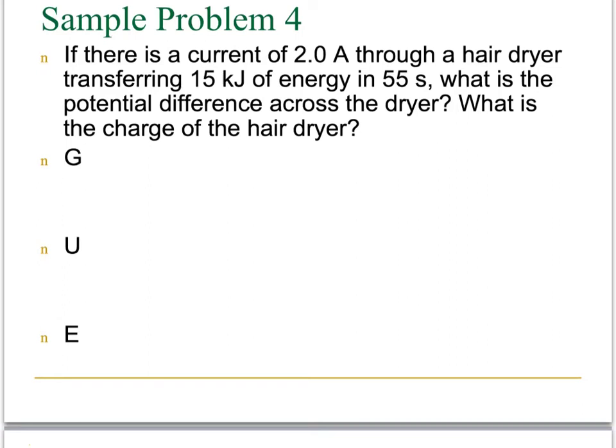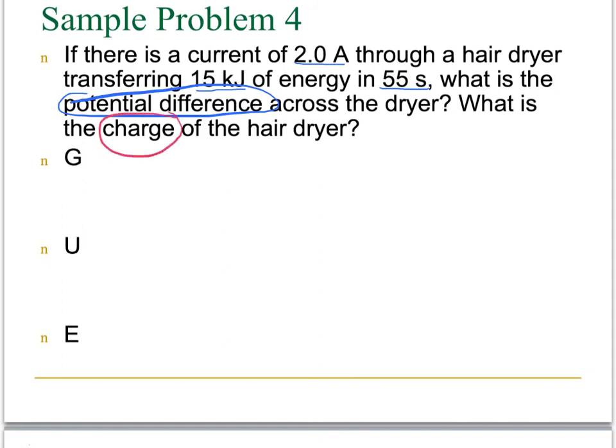Now, our last sample problem for the day. Problem says, if there is a current of 2 amperes through a hairdryer transferring 15 kilojoules of energy in 55 seconds, what is the potential difference across the dryer, and what is the charge of the hairdryer?